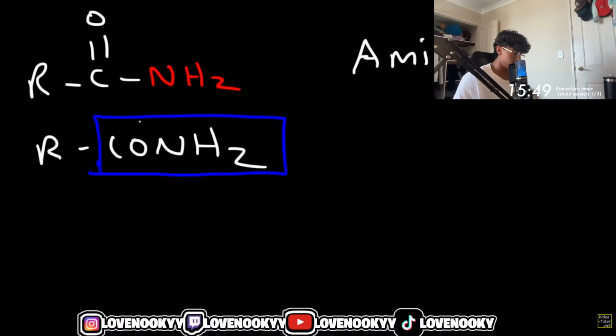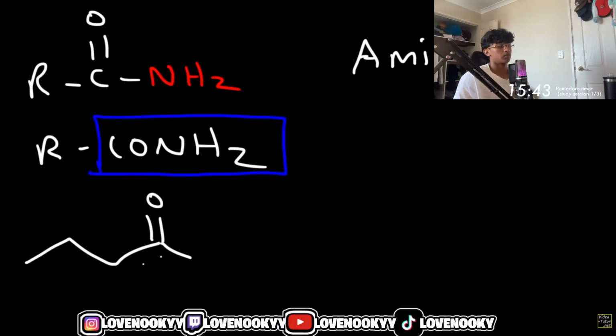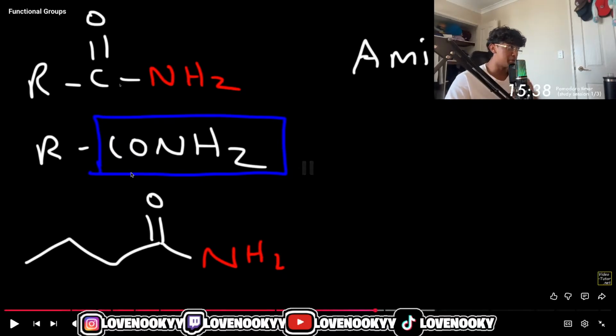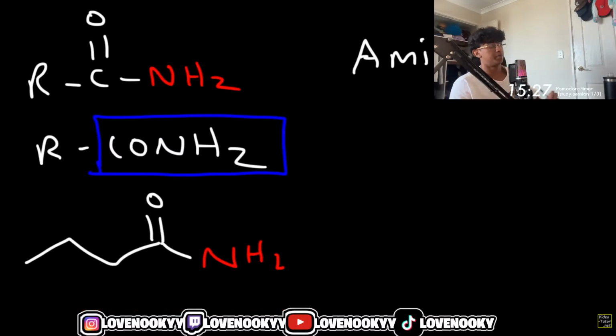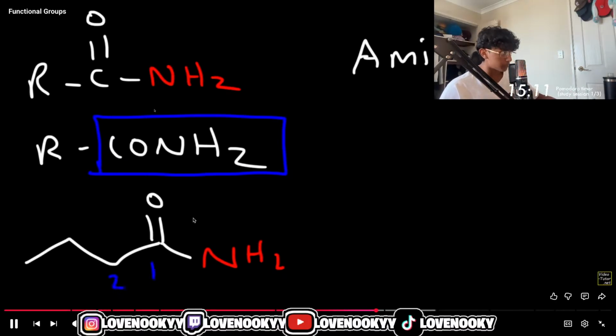Now, this particular group, let's use an example to name it. How can we name this molecule? Let me try real quick. 1, 2, 3, 4, 5, pent. 2 pentanamide. We have a total of 4 carbon atoms.